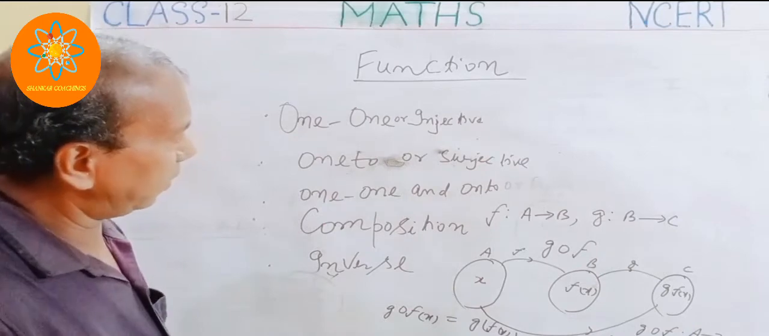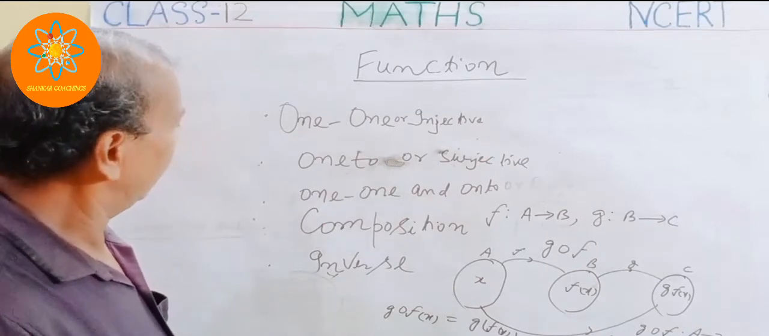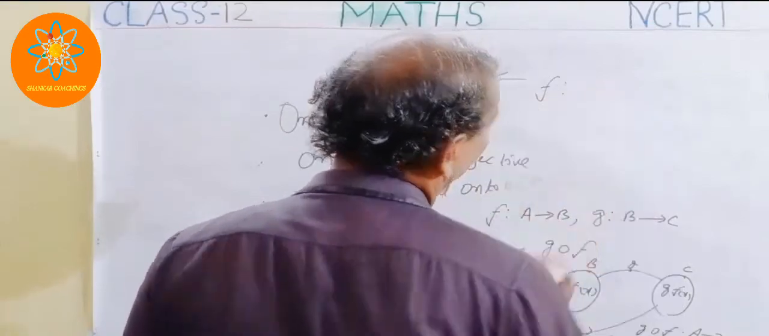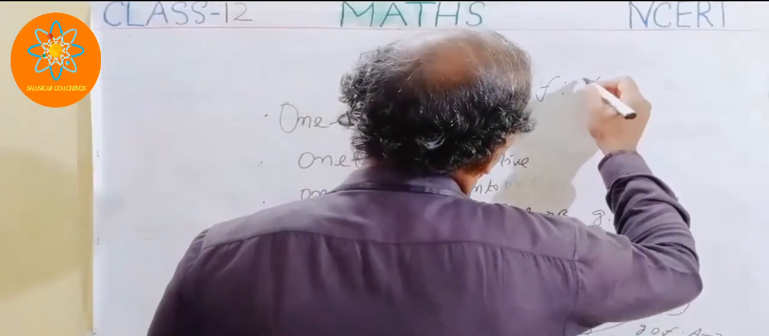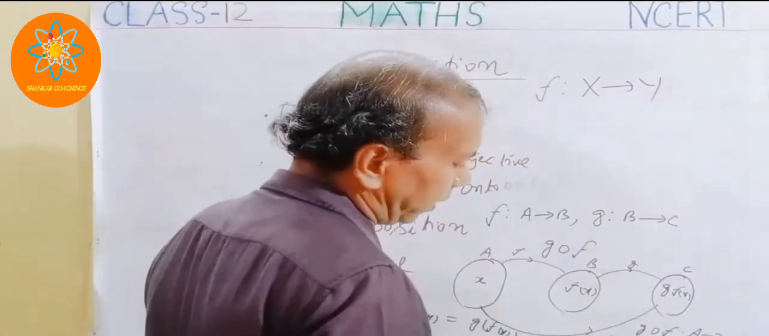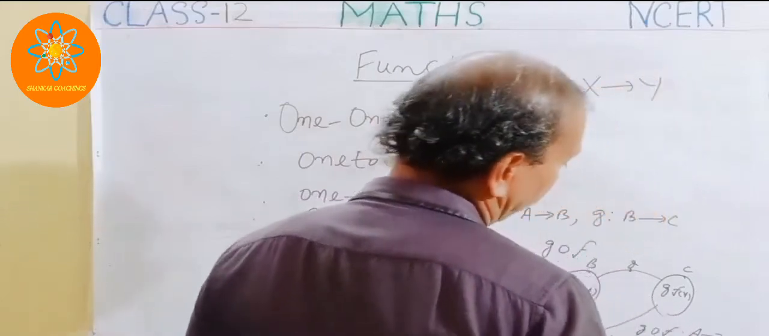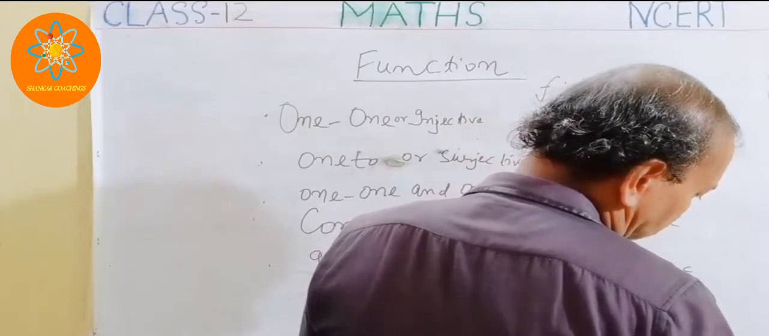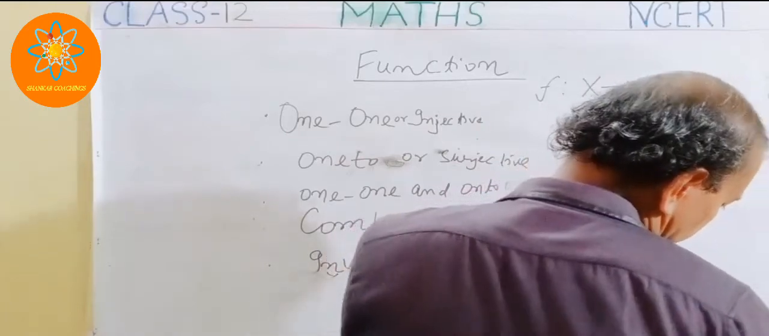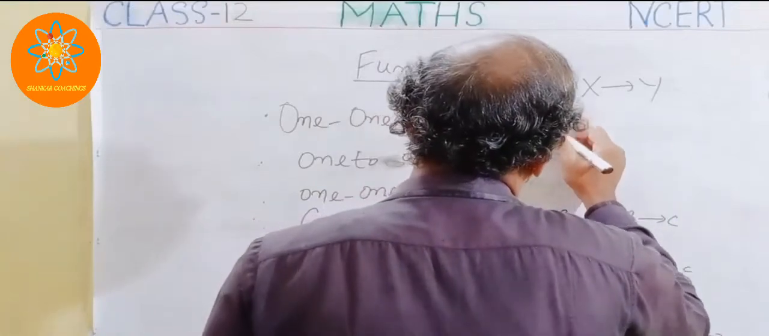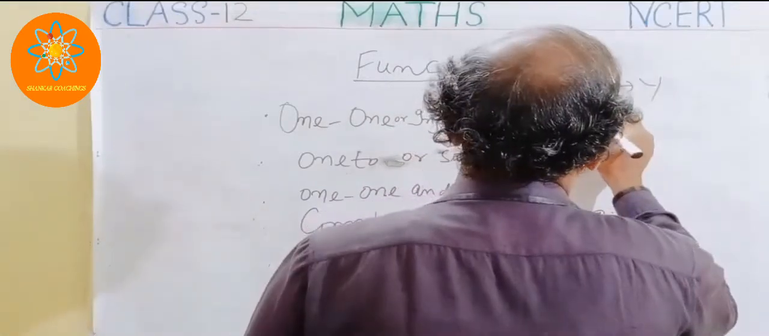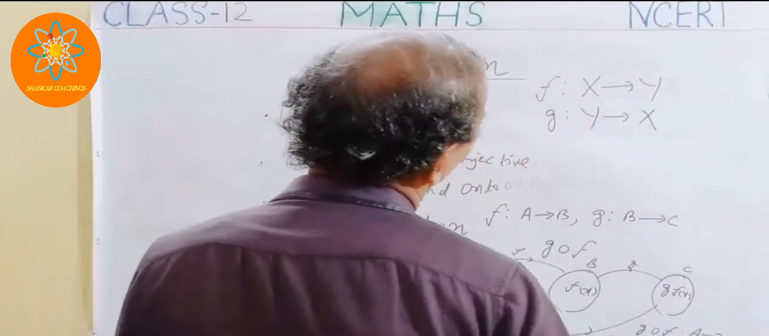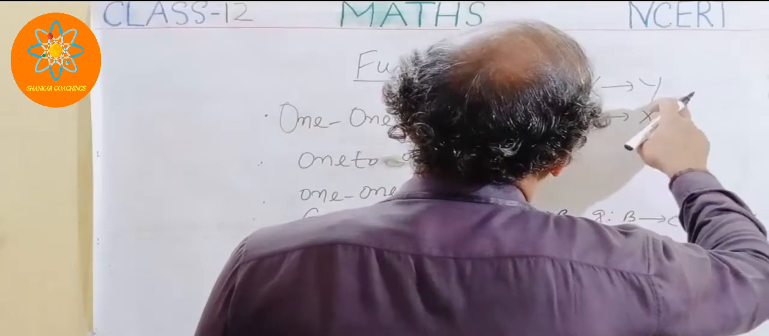Now for the last one, that is the inverse. For the inverse case, let's suppose I am taking a function f from x to y. This function is from x to y, and there is an inverse. For the inverse case, let's suppose g is another function, from y to x. So f is from x to y, and g is from y to x.